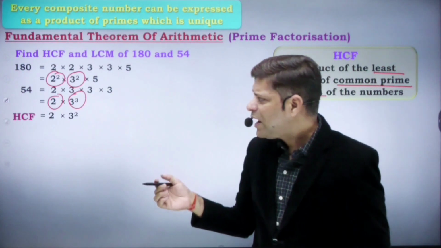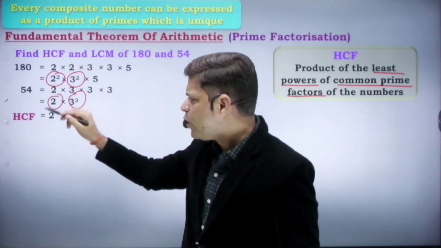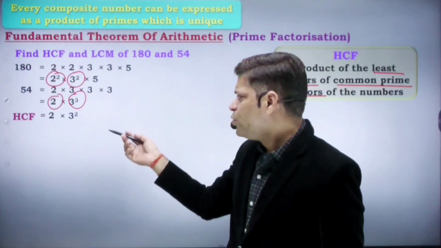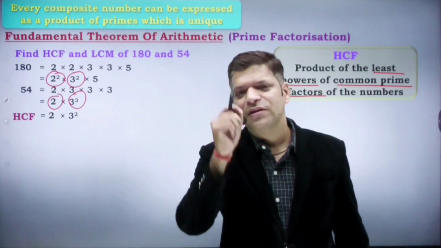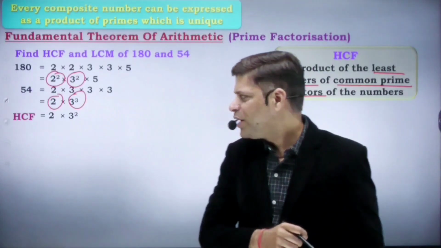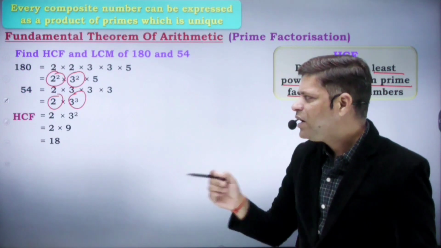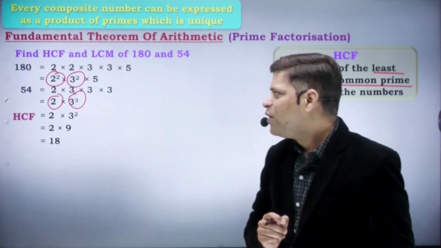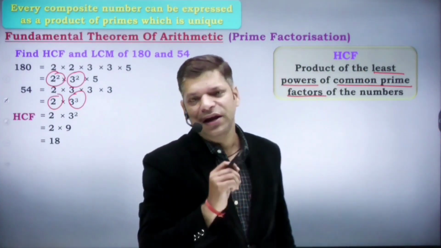So we can see that the least exponent of 2 in both of them is 1 and the least exponent of 3 is 2. So we write down the common prime factors with their least exponent. Okay, so we find that this is equal to 18. So the HCF or highest common factor of 180 and 54 is equal to 18.